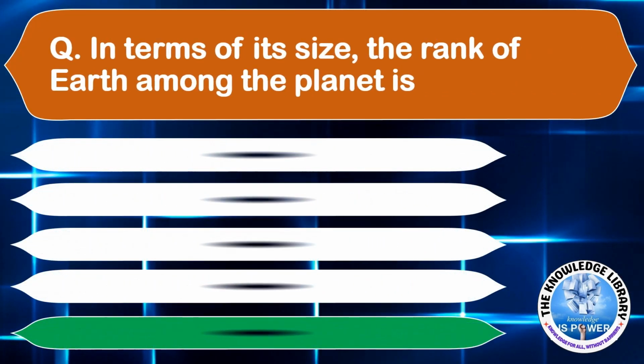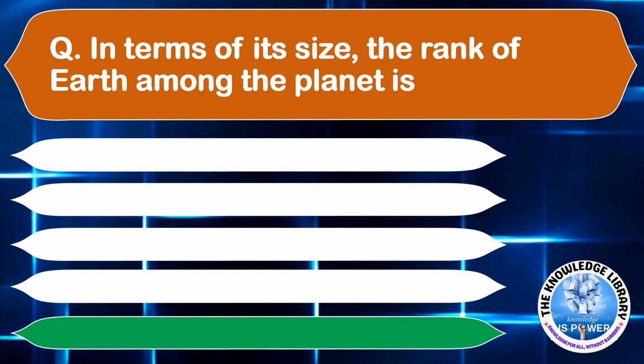In terms of its size, the rank of Earth among the planets is option A, second. Option B, third. Option C, fourth. And option D, fifth. The correct answer is option D, fifth.